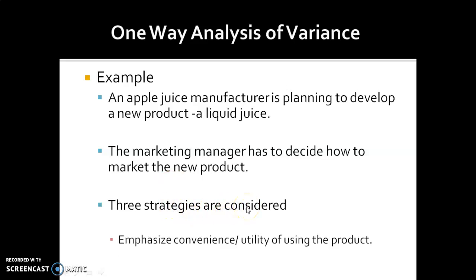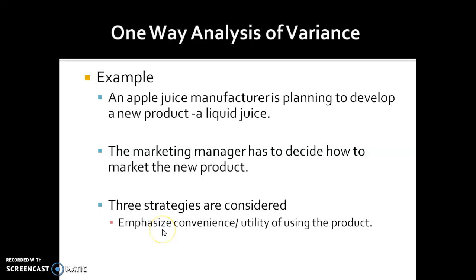There can be three strategies. Number one, he can lay stress more on the convenience or utility of using the product. Now for orange juice, as we all know, we need to peel off the orange. Then we put those oranges into a juicer. Then we take out the juice from those oranges. Once we take out the juice, we refine it or put a filter into that juice. Once that juice is ready, we taste that particular juice.